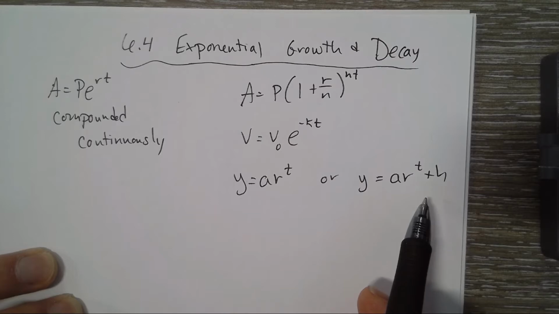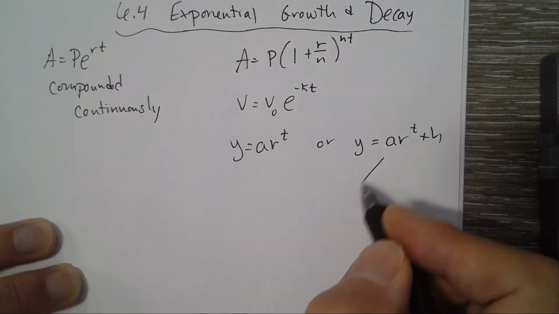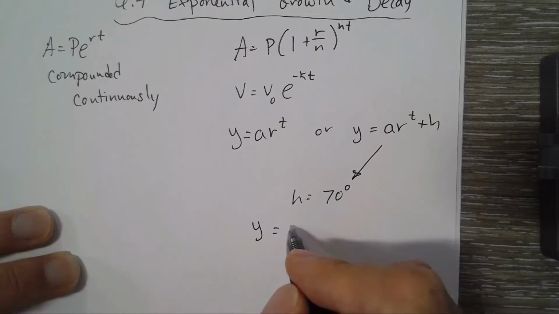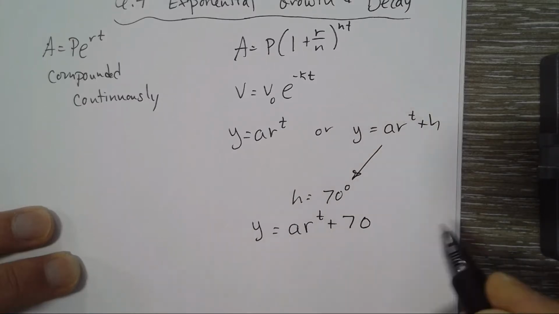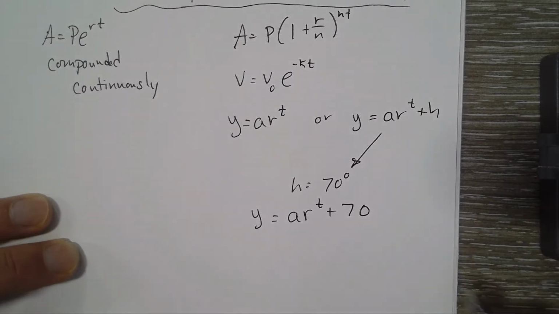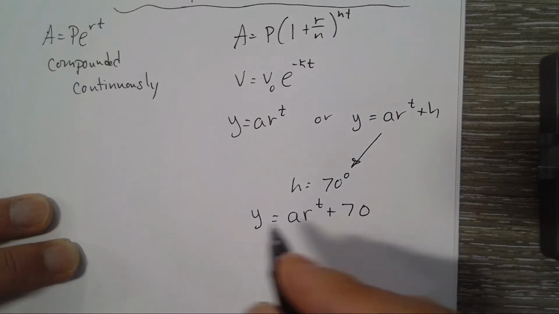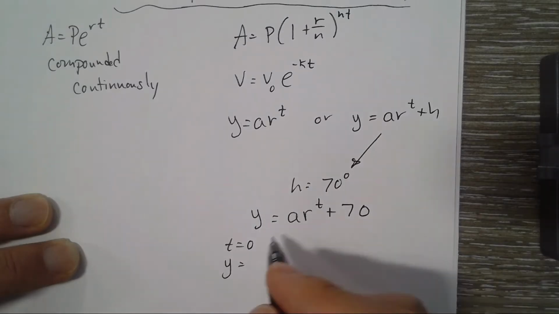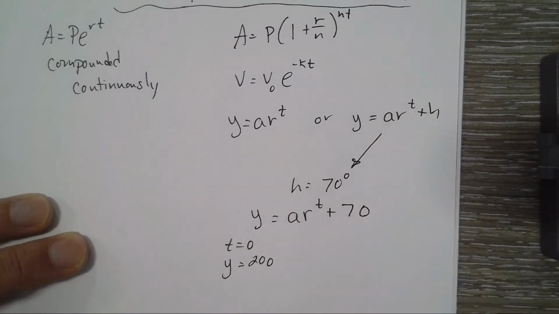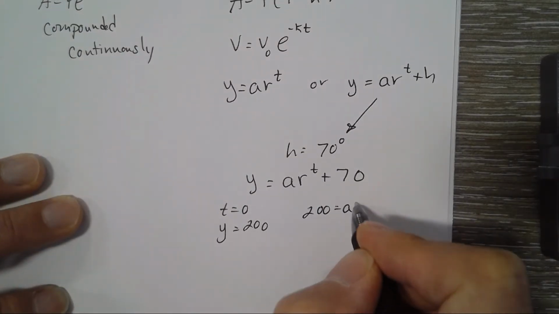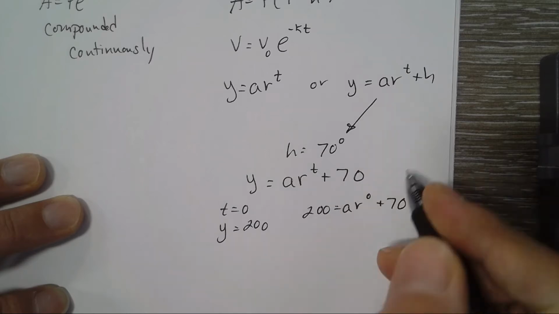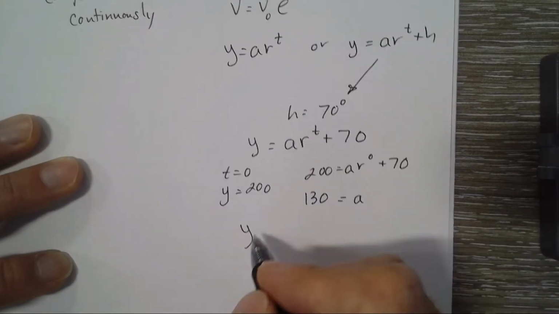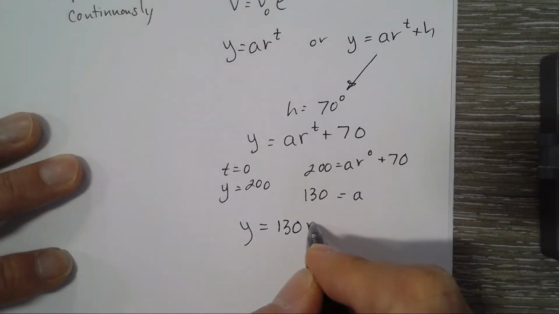If it's like becoming room temperature, let's say room temperature is 70 degrees, then h would be 70 degrees. So it'd be y equals a r to the t plus 70. And let's say I just pour myself a cup of coffee, and initially when time is 0, our temperature, call it y here, is, I don't know, 200 degrees. So then you could say 200 equals a r to the 0 plus 70. Subtract 70, so a ends up being 130. So our equation would be y equals 130 r to the t plus 70.